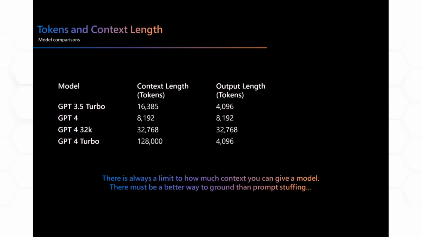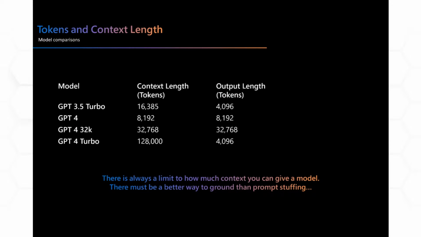Let's look at what that means. There are different context lengths for different models. If you look at GPT 3.5, for example, GPT 3.5 has a 16,000 token length for input and 4,000 for output. GPT-4 has 8,000 for input and 8,000 for output.